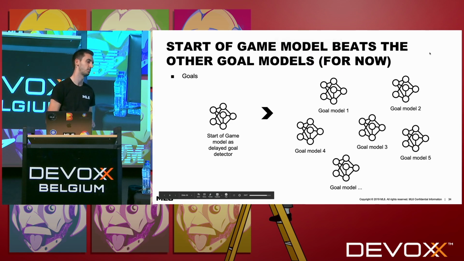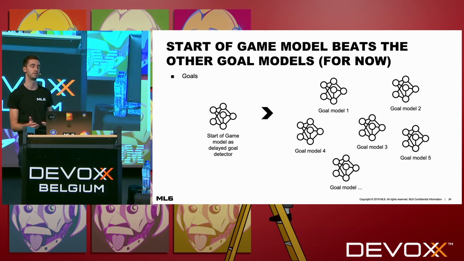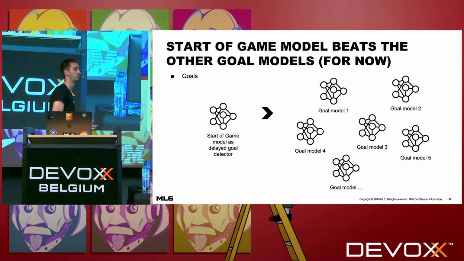Then for goals, this was actually the most complex one. I already showed you the start of game, and we noticed that the start of game model was also predicting goals. Why? There's an obvious reason: you have a kickoff after every goal. We noticed that model was doing a fine job of predicting goals. The downside is that it has a delay, because the kickoff after a goal only happens after 30 to 60 seconds. This could be not acceptable for business if it's a strict requirement.